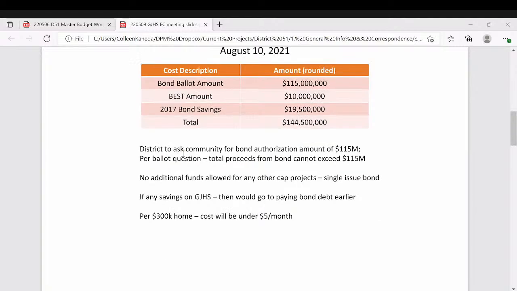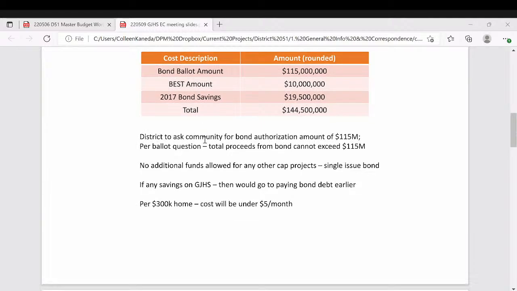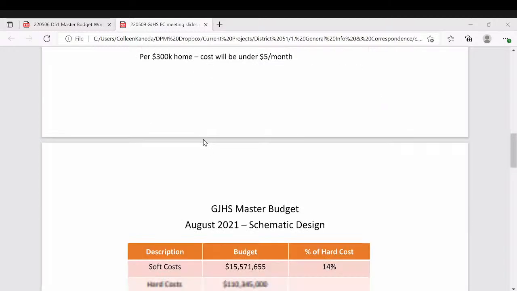No additional funds were allowed for any other capital projects at other schools. This was a single issue bond. If there were any savings on the project, it would go back to paying down the debt earlier, I believe was the way the question was written. And then on the tax side, it was about $5 a month for a $300,000 home for residential. Of course, commercial is held to Gallagher, which is more than that.